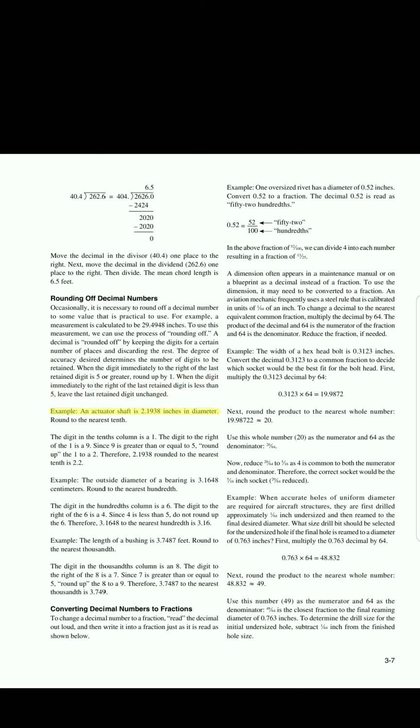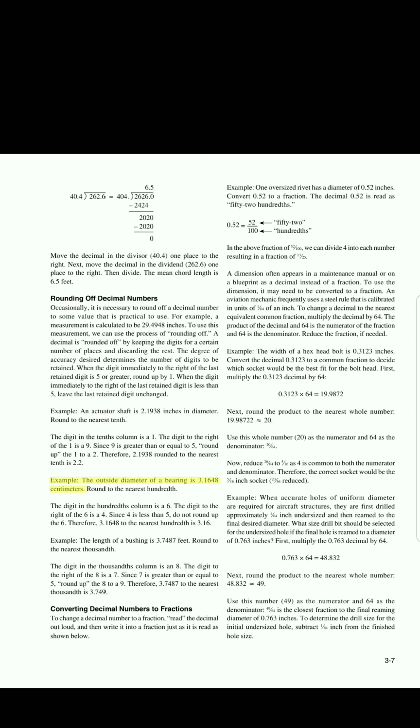Example. An actuator shaft is 2.1938 inches in diameter. Round to the nearest tenth. The digit in the tenths column is a 1. The digit to the right of the 1 is a 9. Since 9 is greater than or equal to 5, round up the 1 to a 2. Therefore, 2.1938 rounded to the nearest tenth is 2.2.